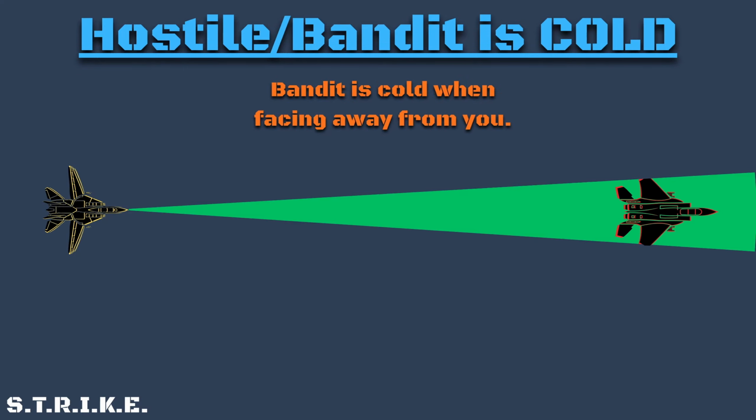Now, hostile, Bandit is cold. This means Bandit is cold when facing away from you. Just like the example shows here, when the aircraft is flying away from you and you're seeing afterburners, or your HUD is telling you he's traveling away, that means he is cold. Now, both these terms, hot and cold, can apply to you as well. Like, I'm going to turn away cold to the enemy, and now I'm turning back hot towards the enemy. So, there you go. That's hot and cold. Let's jump to the next one.